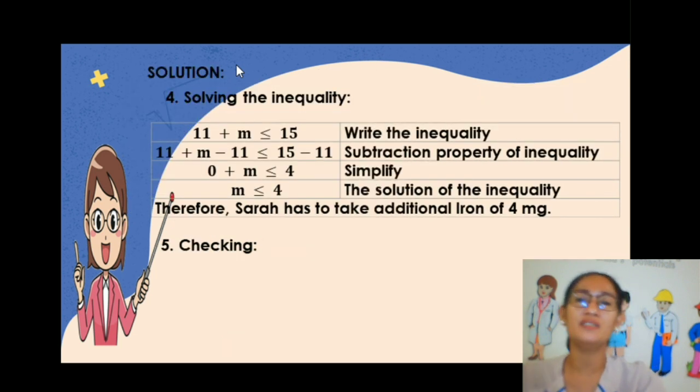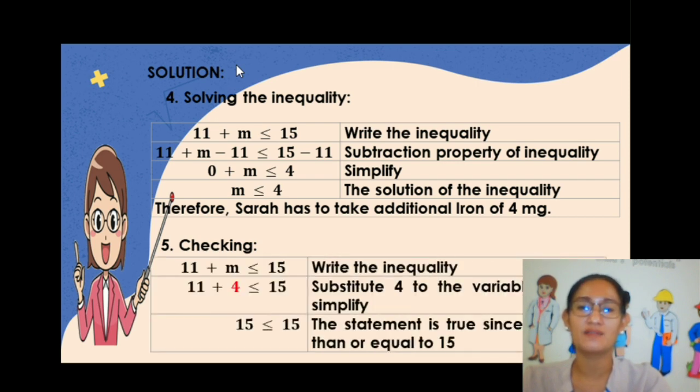Let's solve the inequality. Write the inequality 11 plus M is less than or equal to 15. Use the subtraction property of inequality. Subtract both sides by 11. Then simplify. The solution of the inequality is M is less than or equal to 4. So Sarah has to take additional iron of 4 milligrams.